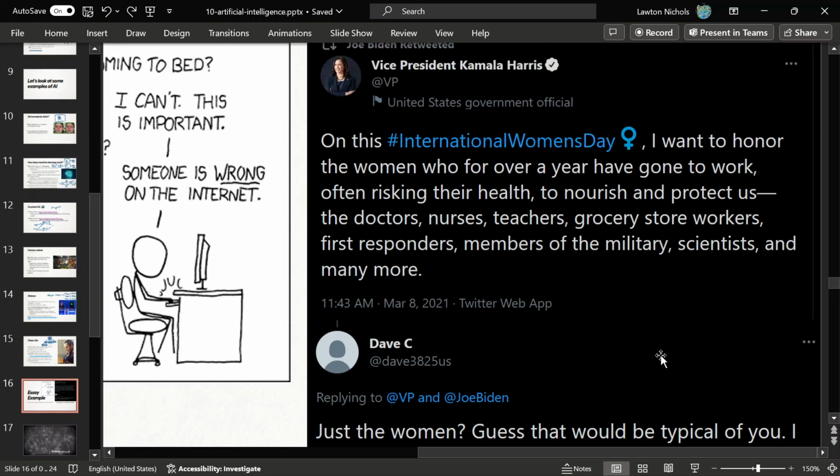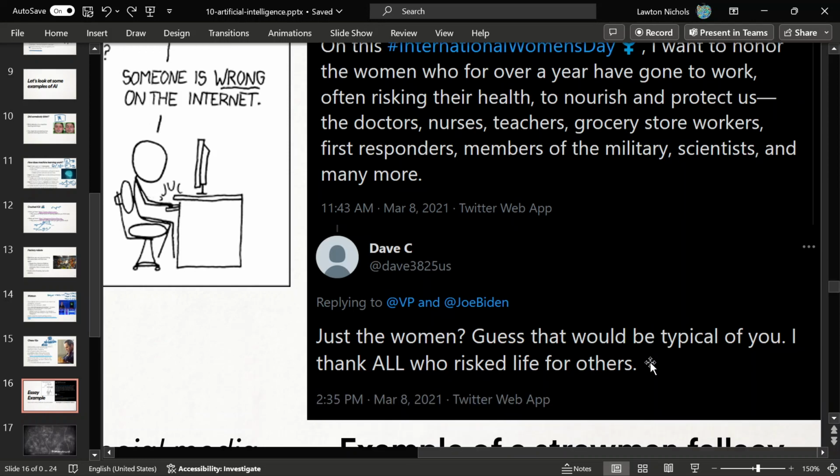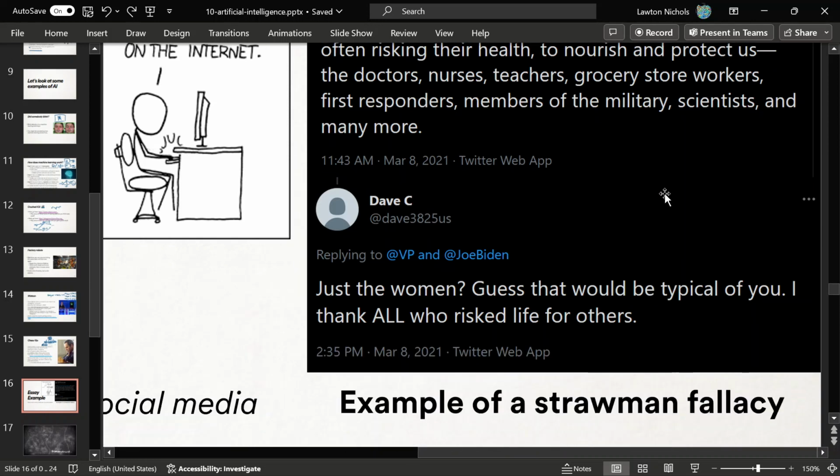The vice president is trying to acknowledge women because it was International Women's Day, and the vice president was not saying anything about the contributions of men. She was not trying to belittle men or anything like that. She was just trying to point out that on this special occasion for women, we want to highlight their efforts during this pandemic, and that had nothing to do with how she felt about anybody else who risked their lives. Does that make enough sense? That would be your analysis.